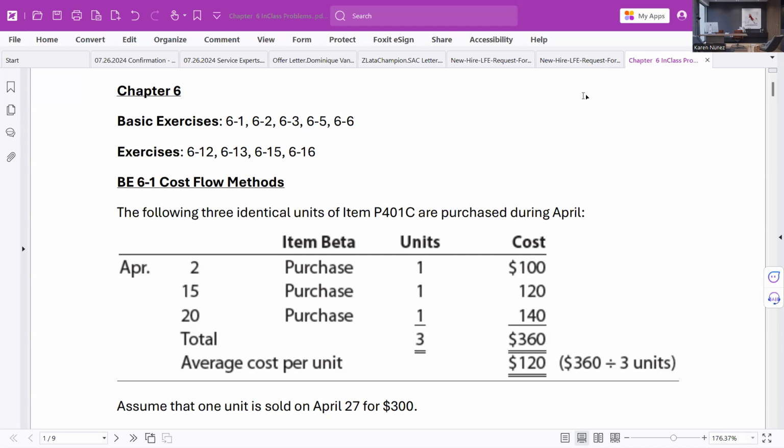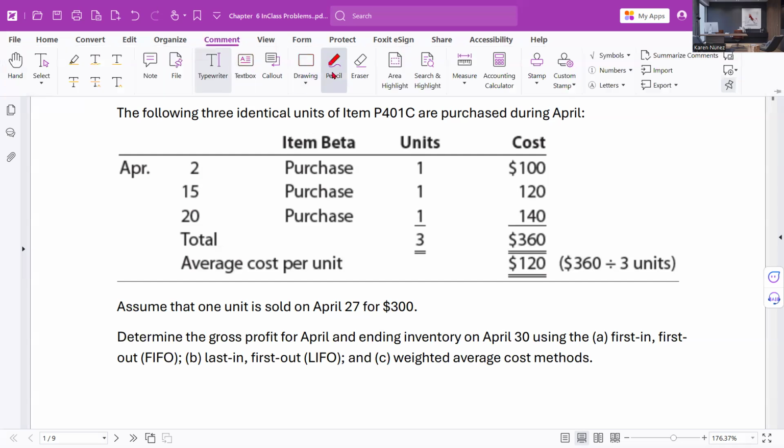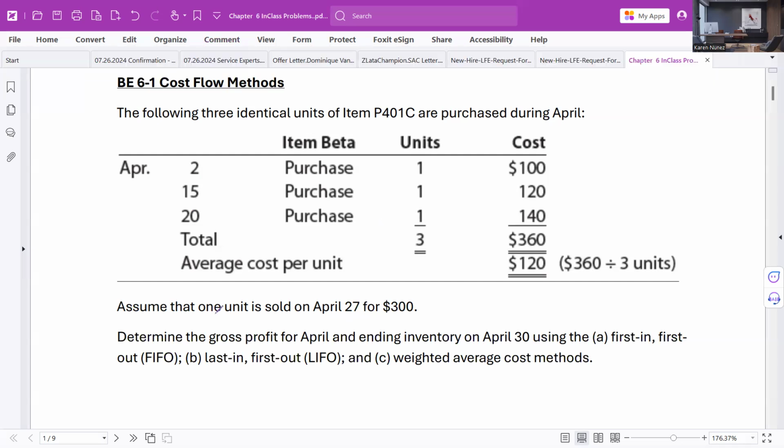Let's get started. Our first exercise is BE 6-1, and we're going to keep this simple with just 3 units of product. So our initial assumption here is that this company has made 3 purchases, 1 unit for $100, 1 unit for $120, and 1 unit for $140. And they made 1 sale. So they only sold 1 unit of product, and they sold it for $300.